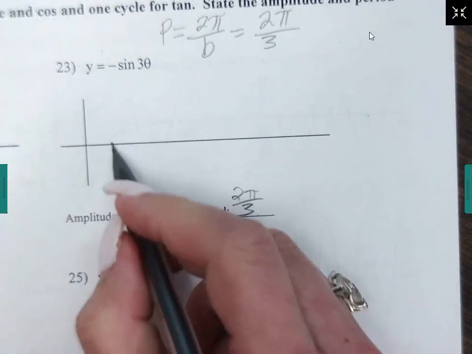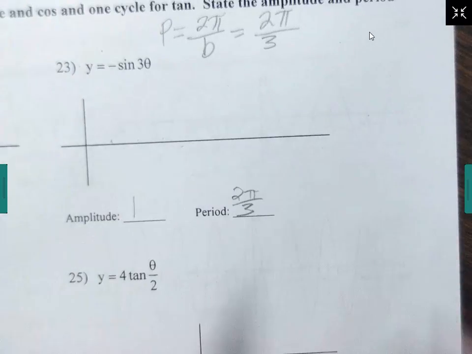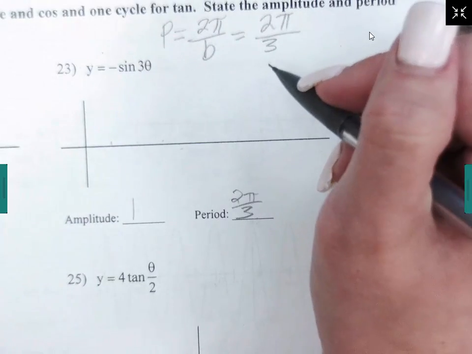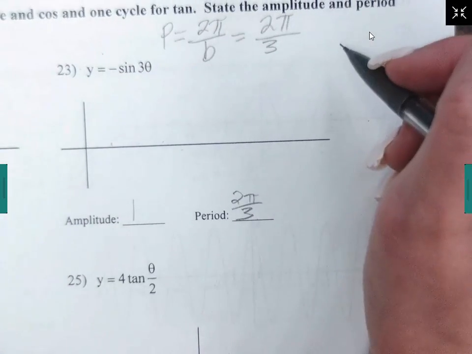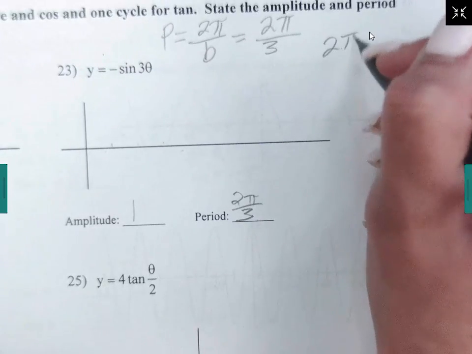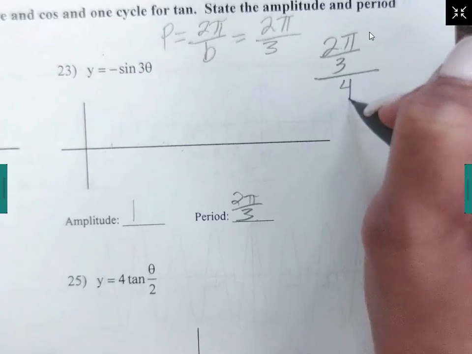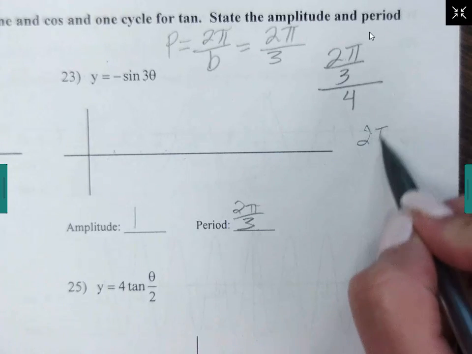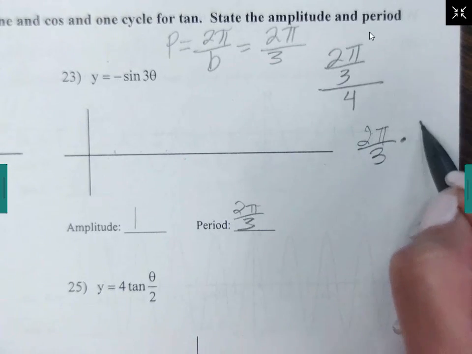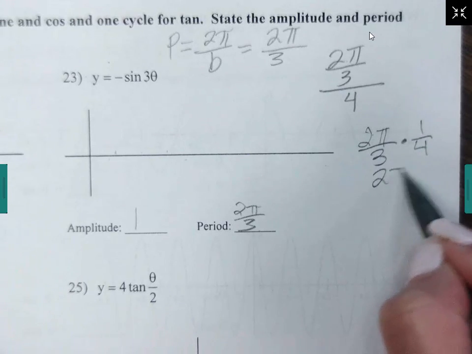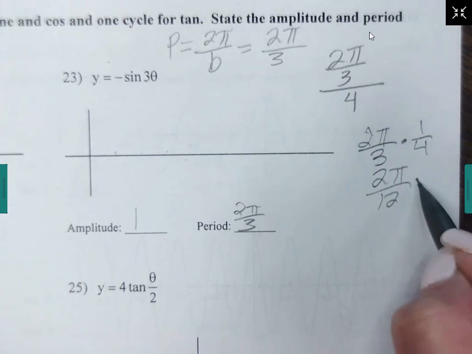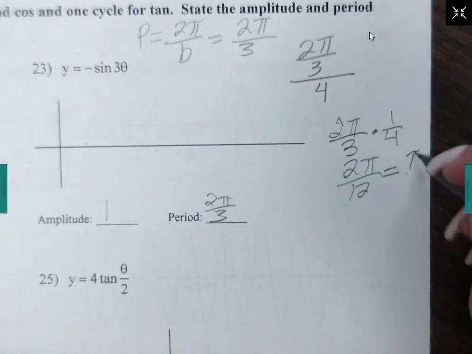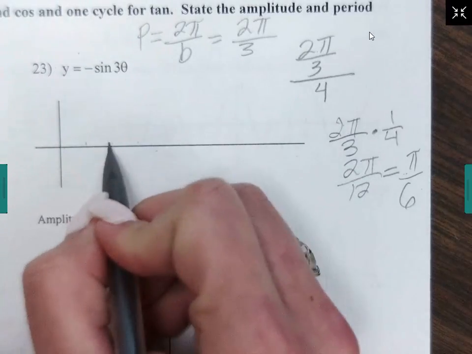Do you remember that in order for us to determine how many intervals we're going to have between 0 and 2 pi, we want to divide our period by 4, right? So that's 2 pi over 3 divided by 4, okay? So we want to multiply by the reciprocal of 4, which is 1 over 4. That gives us 2 pi over 12, which is pi over 6. Pi over 6 is our interval. That's how much we're counting by, right?